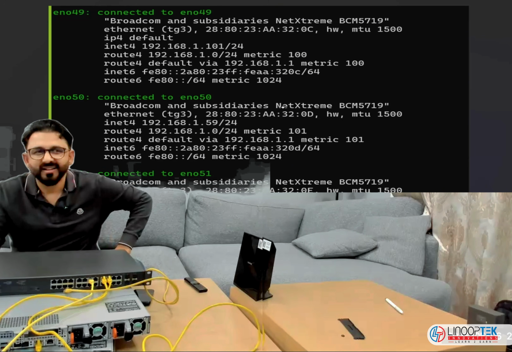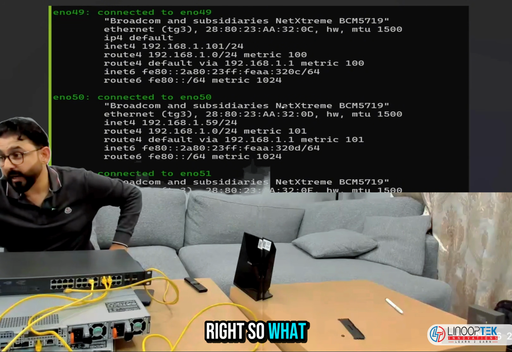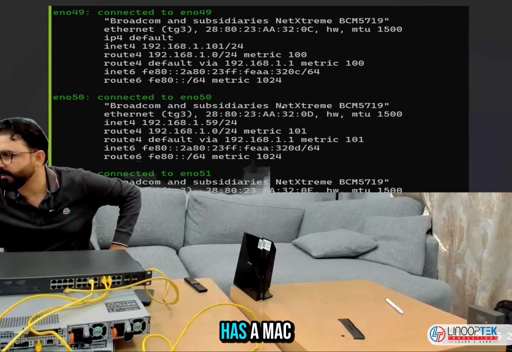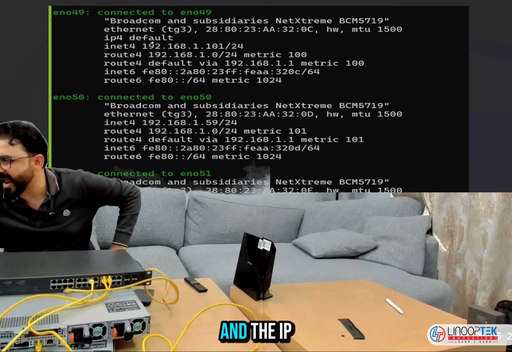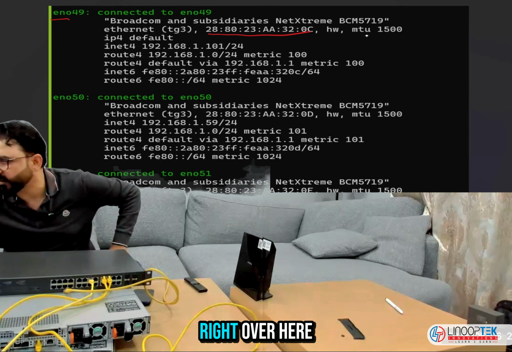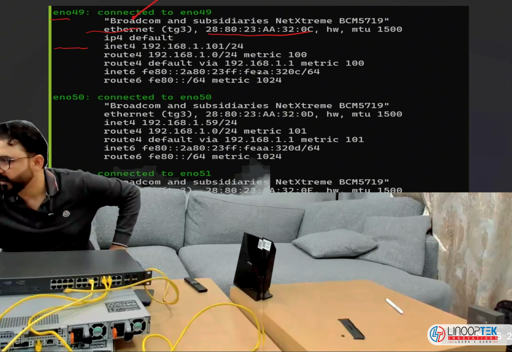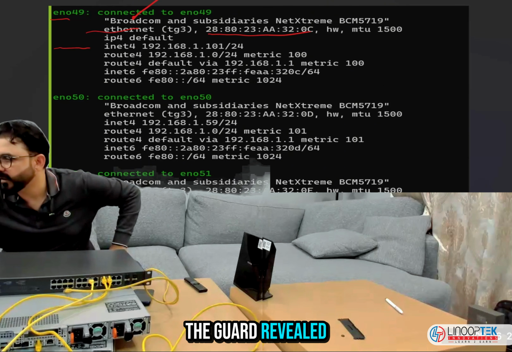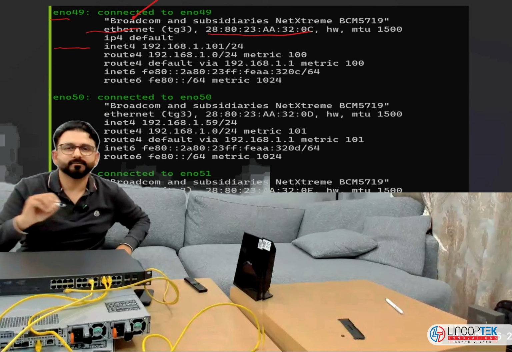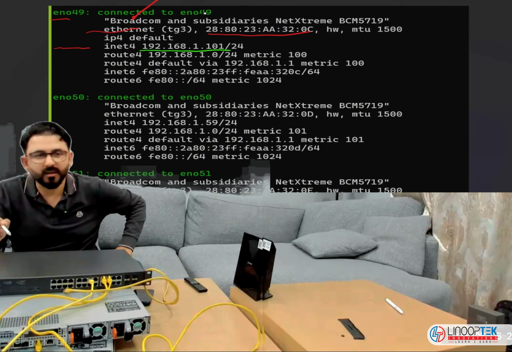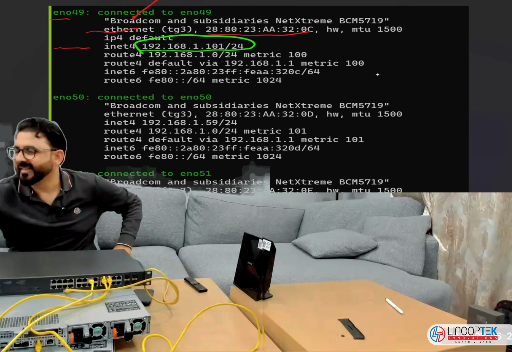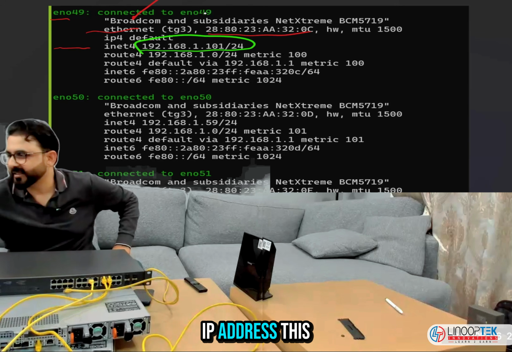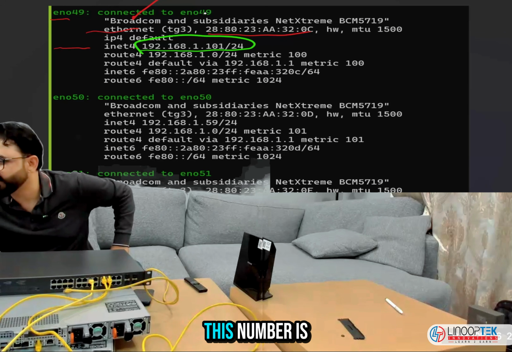Okay, good job. So what I know about this network card is that it has a MAC address over here. It's made by Broadcom. It's an Ethernet card, and the IP address is this right over here, ladies and gentlemen. This is the moment of truth. This is when the guard revealed the IP address to the network card. This number over here is your IP address.